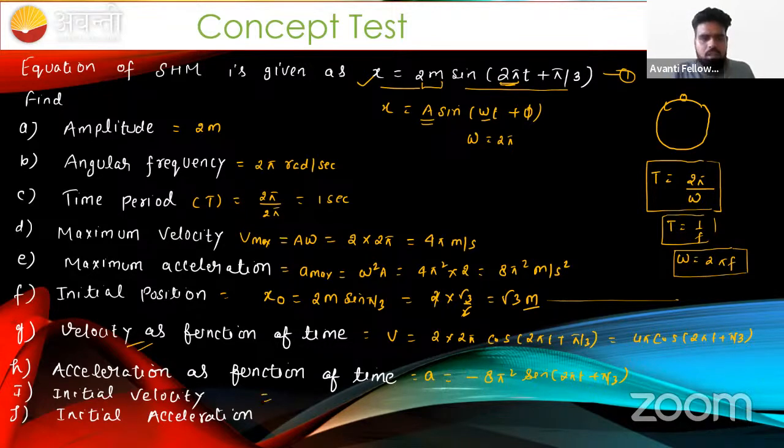Next is the initial velocity. Sir, what is the meaning of initial? Sir, t equal to 0. It means we know the general equation. Yes, sir, we know this is our general equation. If we put t equal to 0 here, we will get the value of the initial velocity. Sir, this is very easy.